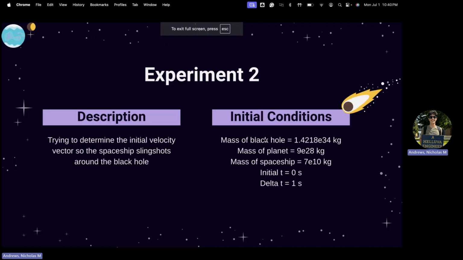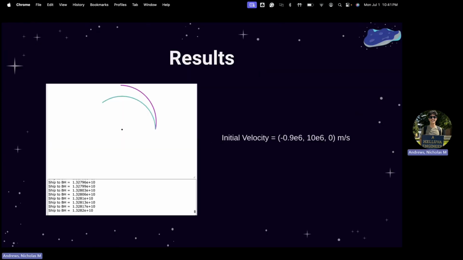In experiment 2, we aim to determine the initial velocity vector so the spaceship slingshots around the black hole. The initial conditions were mass of the black hole 1.4218 E34 kilograms, mass of the planet 9 E28 kilograms, mass of the spaceship 7 E10 kilograms, initial time 0 seconds, and delta time 1 second. The results were initial velocity <-0.9 E6, 10 E6, 0> meters per second.